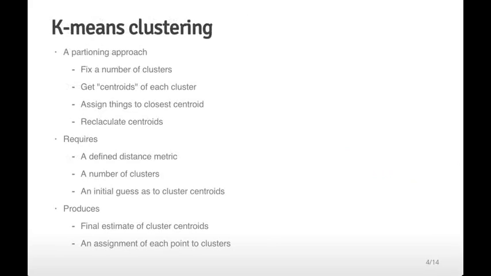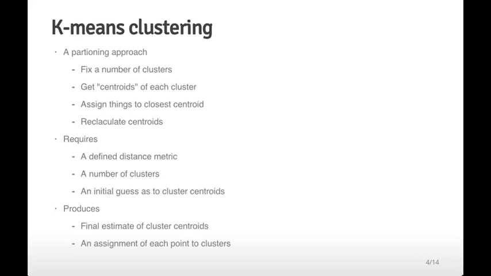So k-means clustering is a little bit different than hierarchical clustering in that it's a partitioning approach as opposed to an agglomerative approach. A partitioning approach starts with all of the points and tries to divide them up into a fixed number of clusters. We have to fix the number of clusters in advance and then guess what the centers of those clusters might be. We then assign things to the closest center, or centroid, of the cluster, then recalculate the centroids and iterate through this approach. It requires a defined distance metric, a number of clusters, and an initial guess as to the cluster centroids.